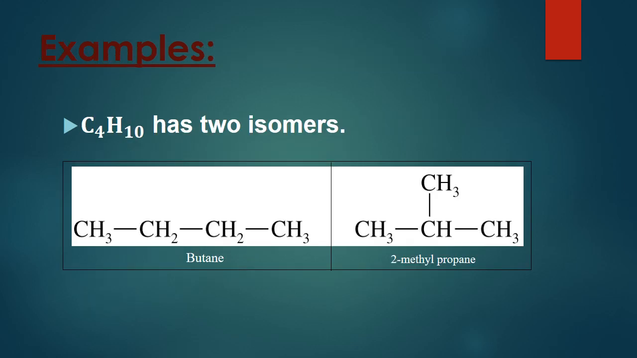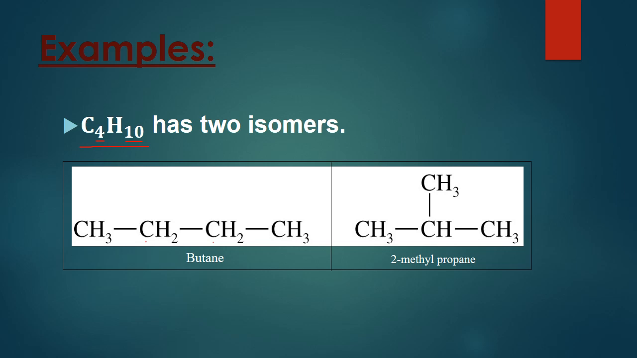Let's take the first example, which is about C4H10. C4H10 is a molecular formula showing that in this molecule we have 4 carbon atoms and 10 hydrogen atoms. The first way to write the structure of this molecule is by drawing it as a straight chain alkane. Look at the internal carbon atoms. Each one is bonded to 2 carbon atoms only. Its name is butane since it's made up of 4 carbon atoms.